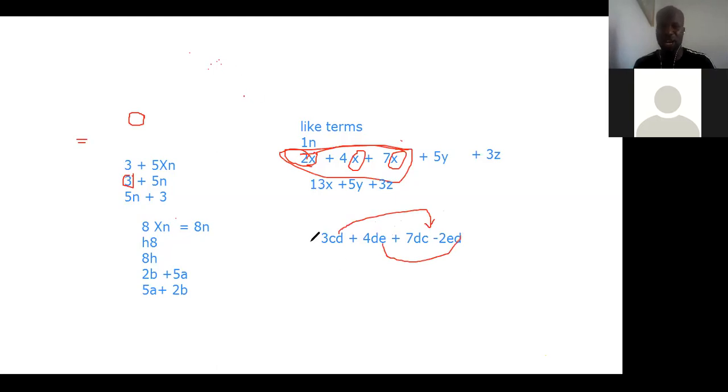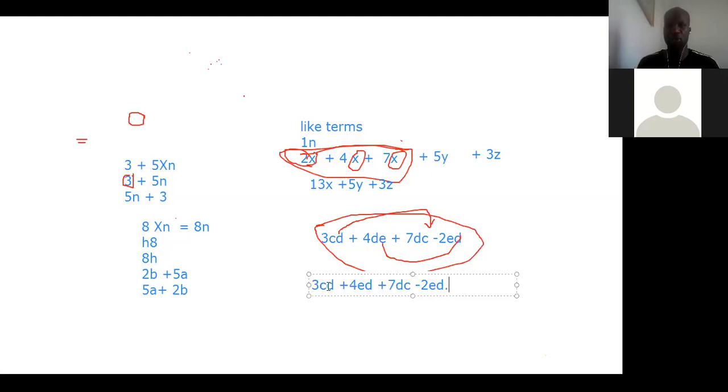I'm going to rewrite the numbers according to the guidelines we spoke about. I'm going to say 3CD is the same as saying 3CD. That's fine, because we said we start with the letter that comes first in the alphabetical order, plus 4DE. Do we start with the D? No, we start with the E, then a D. So that's the conventional way of writing. Then plus 7DC. Then we say minus 2ED, isn't it? Like that. Then we sort out our problems.